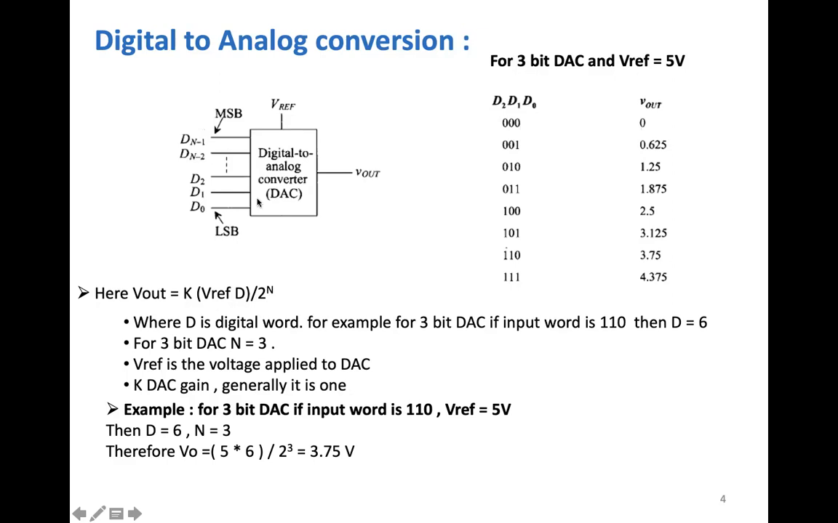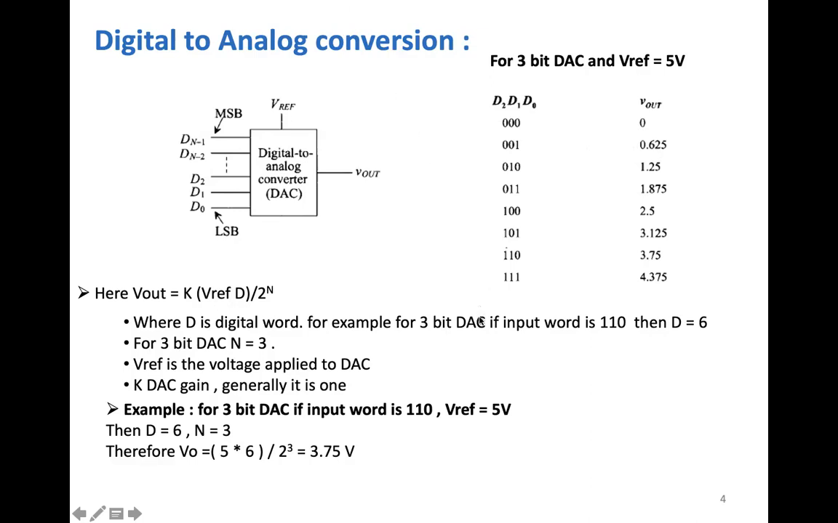Then if D0 goes high, 001, I'm going to get 0.625. Then I increase it further, 0.625 is again added and it becomes 1.25. Then again 0.625 is added to 1.25, and it becomes 1.875. So the basic value here is 0.625, and based on that, it starts getting added up.